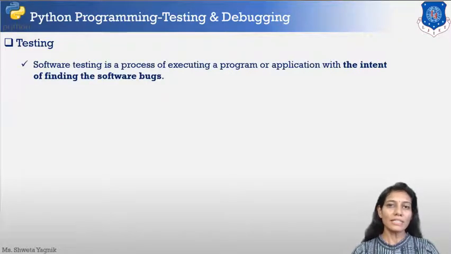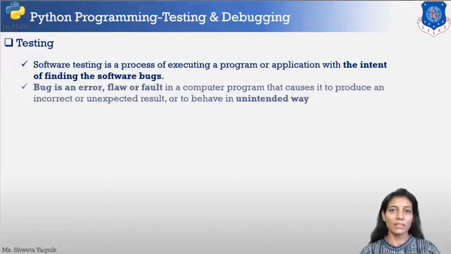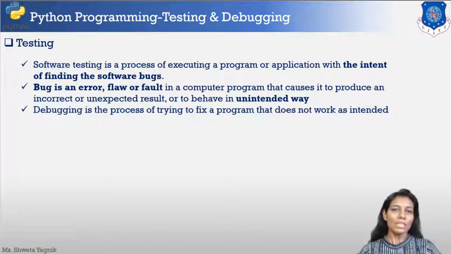So software testing is a process of executing the program or application in order to identify the bugs that are causing it to exhibit unexpected behavior. So actually, what is a bug? It's nothing but an error or a fault in a program. Debugging is a process to reveal those bugs and try to fix those errors.